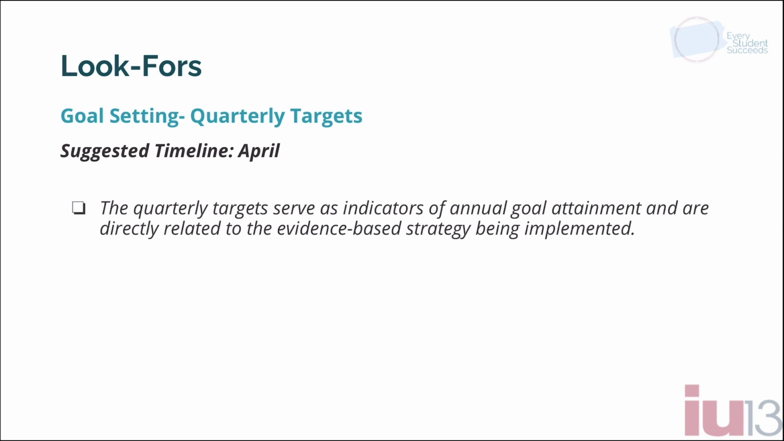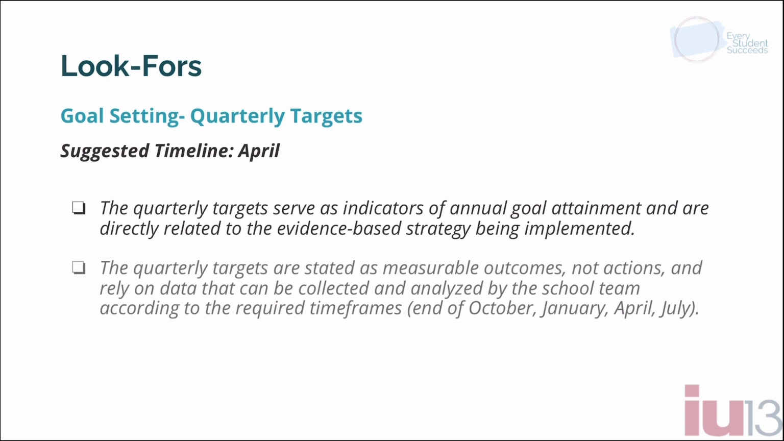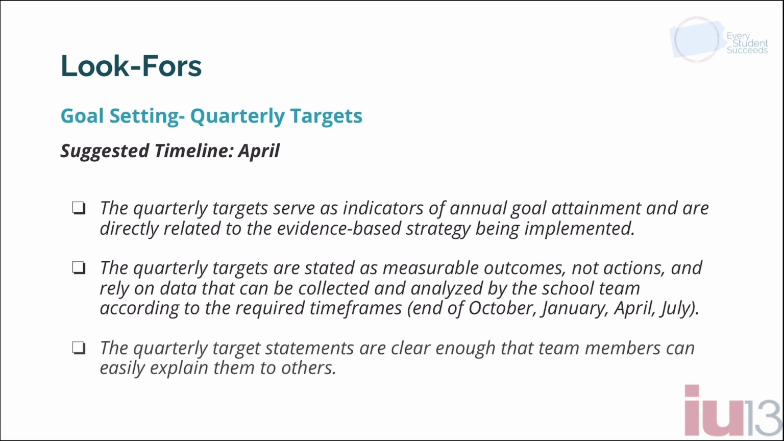Check to ensure that the goals are outcomes, not actions. And what are you looking for as a result of the actions? When reviewing the quarterly targets, consider the availability of the data in the necessary time frame, end of the months in October, January, April, and July. If a school is using a local assessment as quarterly targets, will it be available at the required time frame? If not, what else could they consider?